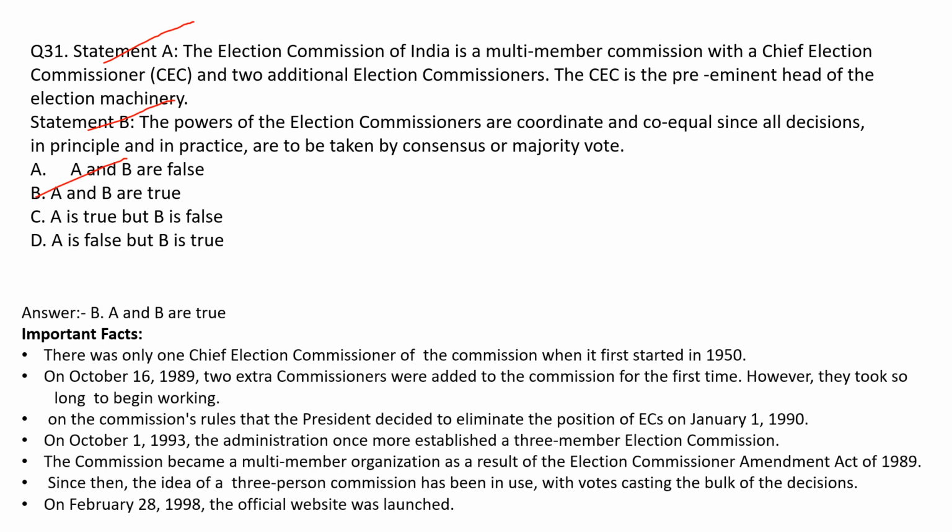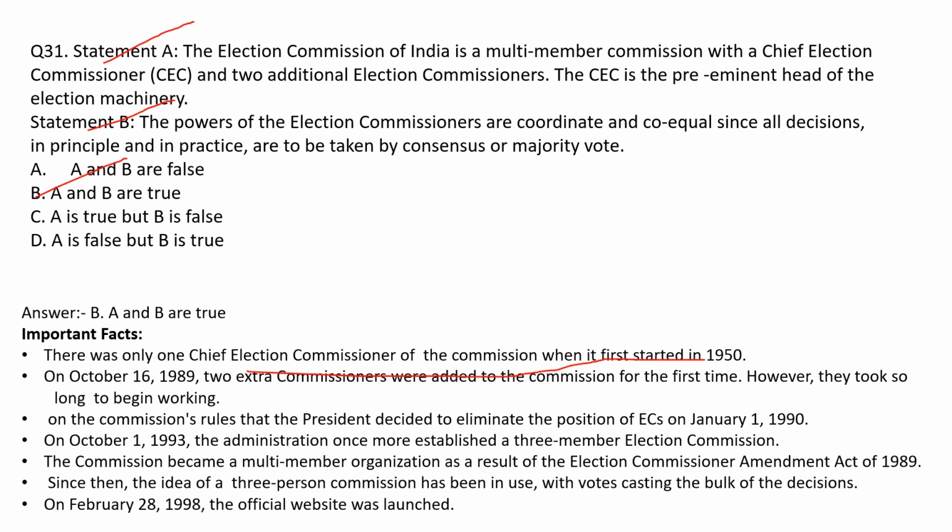Let us know some important facts about this topic. This is a very important topic. You can solve many direct as well as indirect questions related to this topic by knowing these facts. There was only one chief election commissioner of the commission when it was started in 1950. On October 16, 1989, two extra commissioners were added to the commission for the first time.